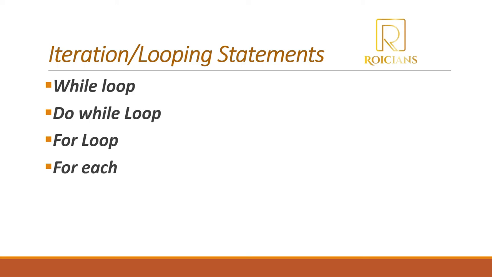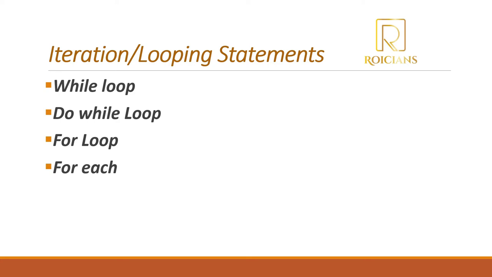Hello everyone. In this video, we're going to understand iteration or looping statements. Guys, as the name suggests, looping means the same thing is being executed in a loop again and again. In the same way, the same set of code will be executed in looping statements multiple times. Now looping statements are while loop, do while loop, for loop, for each loop. Let's see how they work one by one.